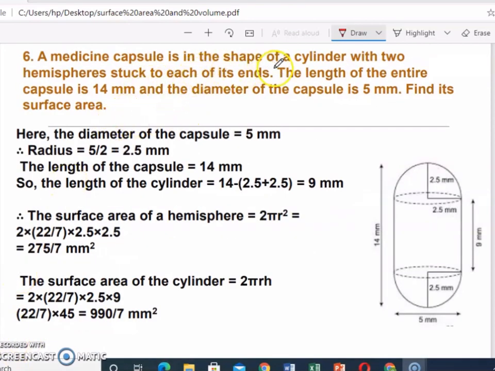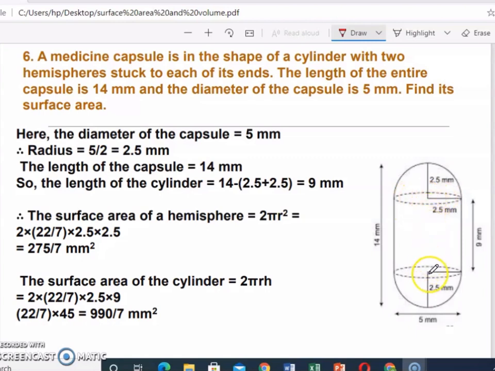A medicine capsule is in the shape of a cylinder with two hemispheres stuck to each of its ends. So this is a cylindrical part, and there are two hemispheres on either end of this cylinder. The length of the entire capsule is 14 millimeter, and the diameter of the capsule is 5 millimeter. So radius of the hemisphere will be 2.5. Radius of the hemisphere as well as radius of the cylinder is the same, that is 2.5 millimeter.